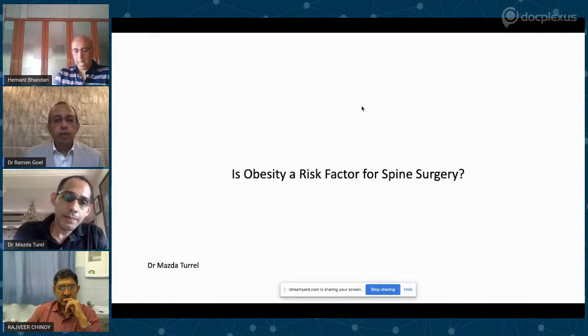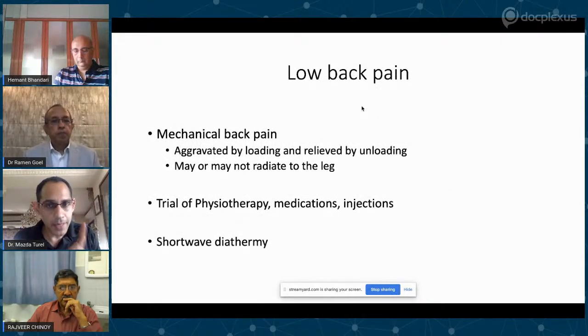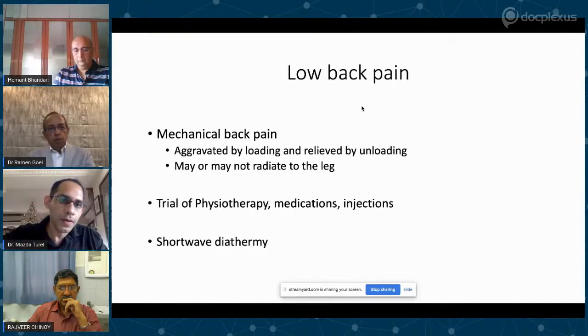Yes, definitely. My experience has been that obesity is definitely a risk factor. But what is changing is the kind of surgery that we are doing, which is now negating that risk. When we traditionally performed open surgery, we had larger incisions. There was a lot more retraction. The muscles used to get retracted for longer. There used to be ischemia of the muscles, and the wounds did not heal as well.